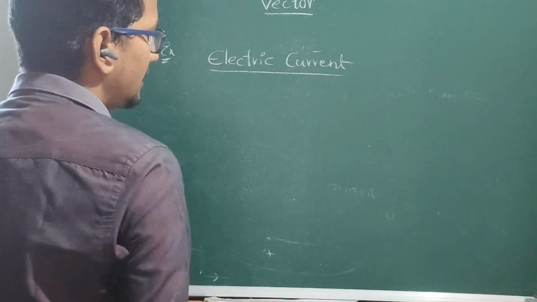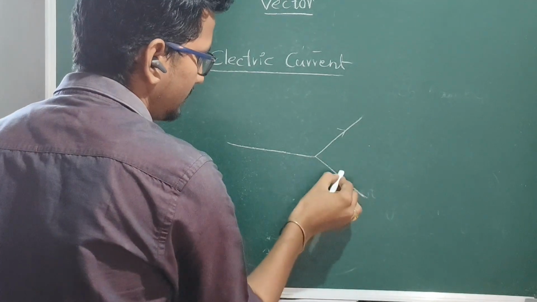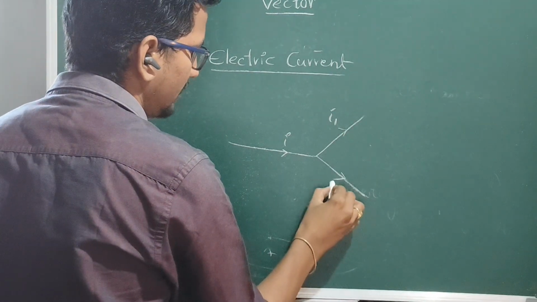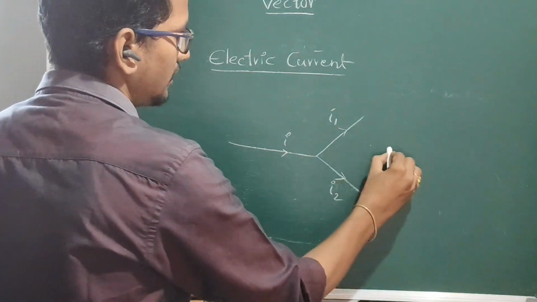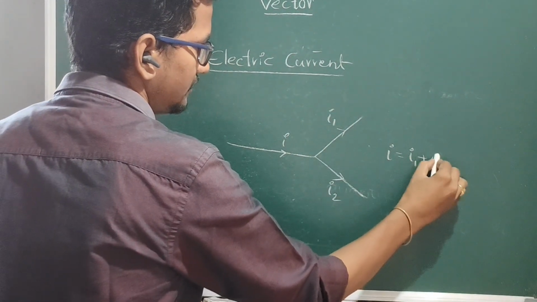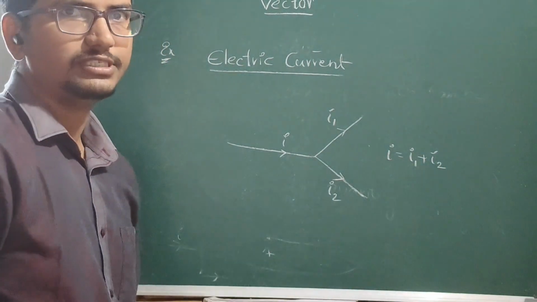Okay, this electric current, for example, will be divided into different paths. That is the total current I1 and I2. The total current we can write in terms of an equation: I is equal to I1 plus I2. The amount of current, the magnitude, is there.